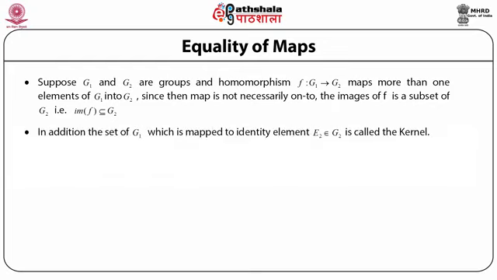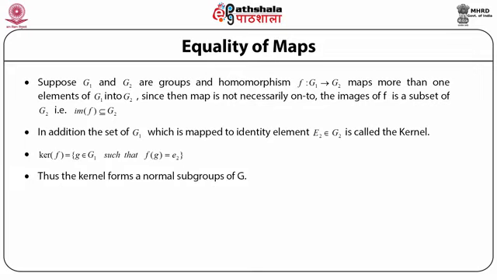In addition, the set of elements of G1 which are mapped to the identity element e2, which belongs to the group G2, is called the kernel. That means all those elements of the group G1 which are mapped to the identity element of G2 is called the kernel. So the kernel of F is defined as those elements g belonging to G such that f of g is equal to e2, the identity of the group G2. Thus, the kernel forms a normal subgroup of G.